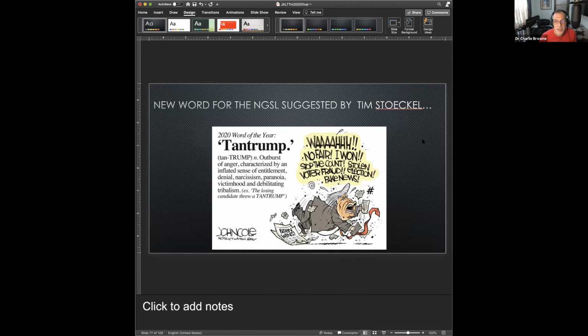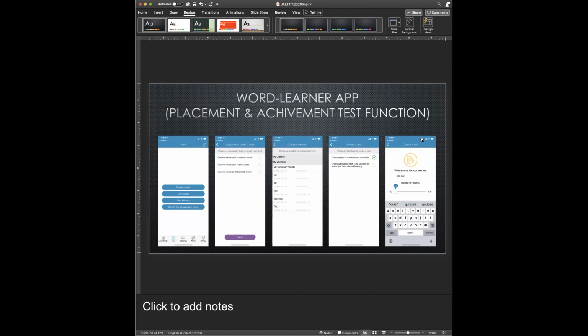Actually, I'm glad we could get to this slide, because we were having some fun on Facebook last night, and I posted this political cartoon about the 2020 word of the year, tantrum, instead of tantrum. I thought this was a pretty funny cartoon, but Tim suggested that I should add this to the NGSL. So I told him I would put this in my presentation today. It's not going in the NGSL, but I thought it was cute.